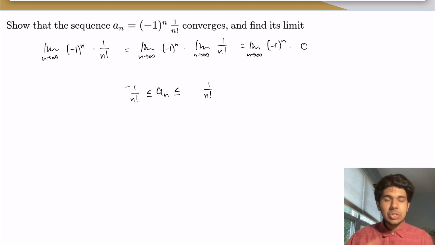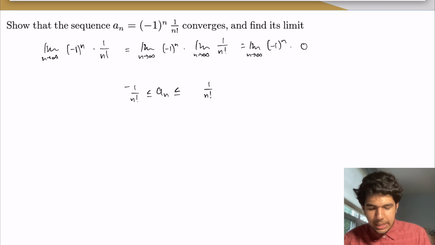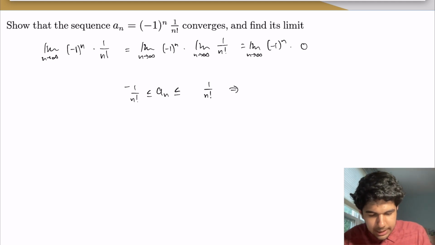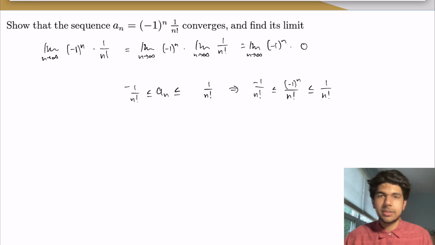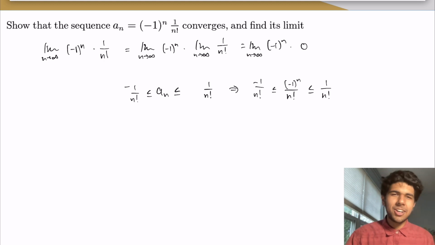Okay. So now if we replace a sub n with the actual formula, what we're claiming is -1 over n factorial is less than or equal to (-1)^n over n factorial, less than or equal to 1 over n factorial. And it's kind of an absurd thing to claim. Like, yeah, it might be kind of obvious, but it's sort of thinking of, why do I have to claim this? Why would I even say this in the first place? And the answer for that is to use the squeeze theorem.